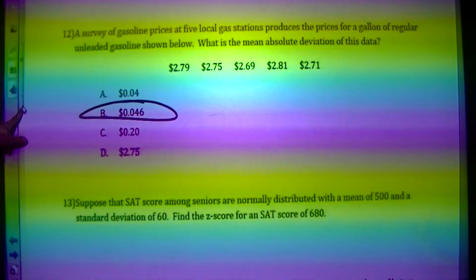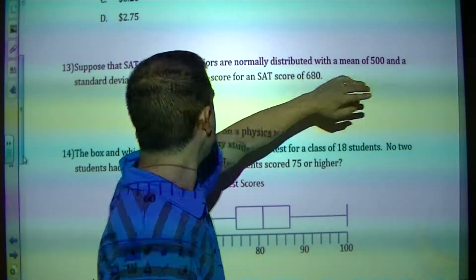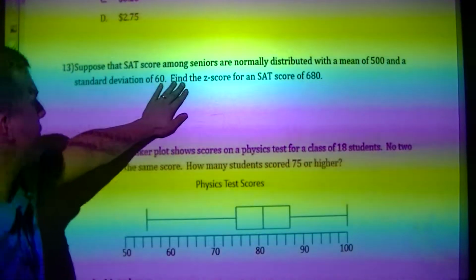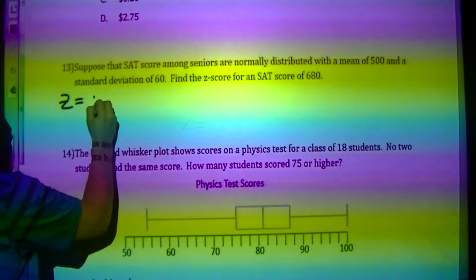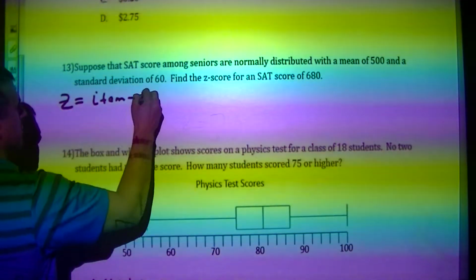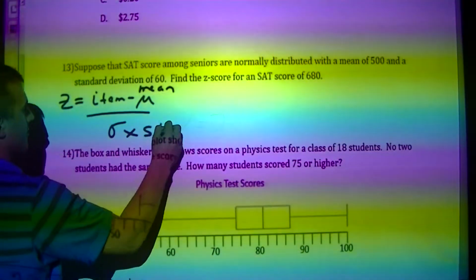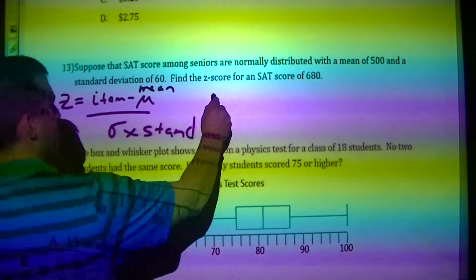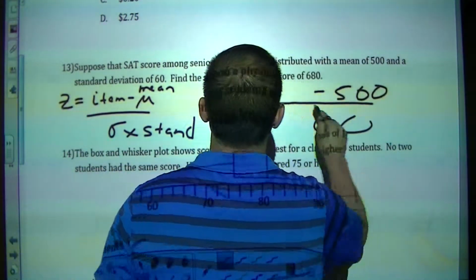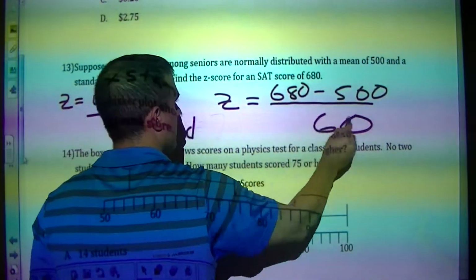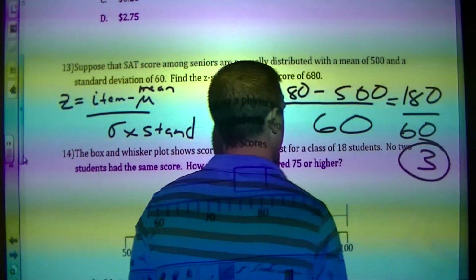Suppose the SAT among adults is seen as normally distributed with a mean of 500 and a standard deviation of 60. Find the z-score. Once again, the z-score is your item minus your mean, divided by your standard deviation. 500 is my mean, 60. The 680 is going to go here. It's going to be 180 divided by 60, which will end up being 3.